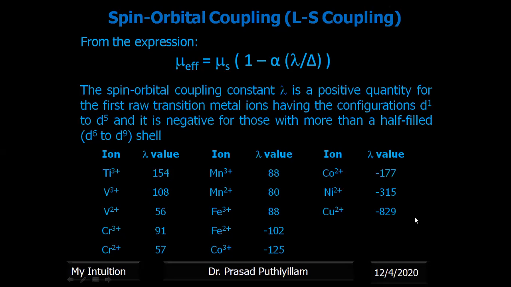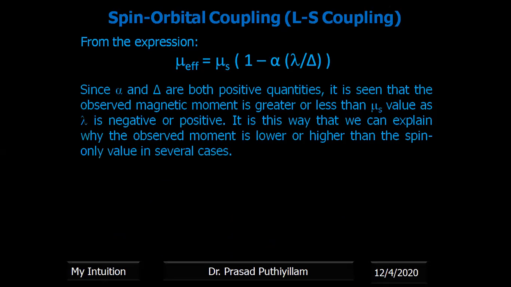Therefore the lambda value is positive or negative. It can be positive as well as negative. But since alpha and delta are both positive quantities, it is seen that the observed magnetic moment is greater or less than the spin only value, as lambda is positive or negative. It is in this way we can explain why the observed moment is lower or higher than the spin only value in several cases. That's what we saw in the beginning of this class. The spin only value becomes lower or higher compared to the observed value.